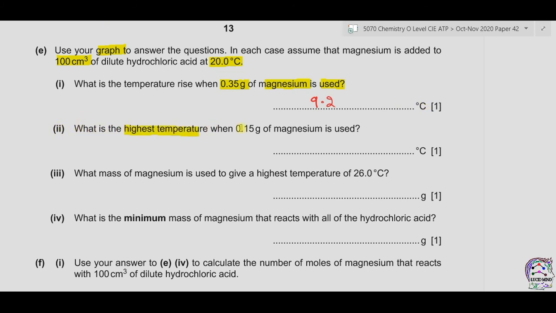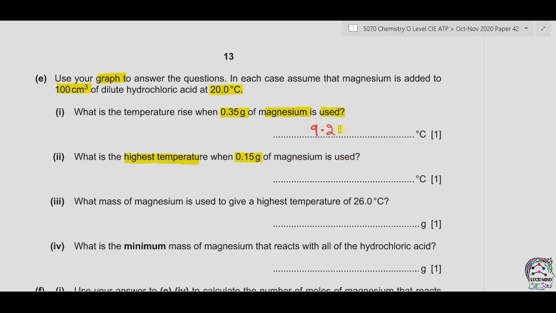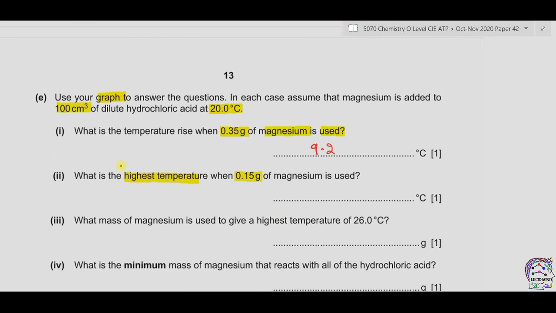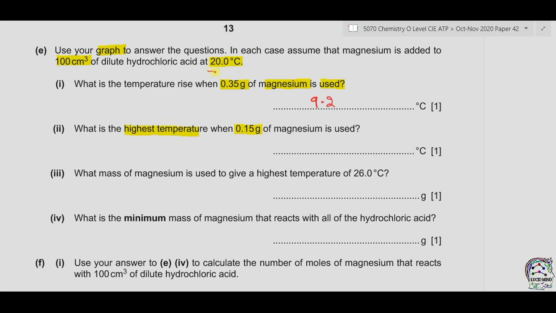Part 2. What is the highest temperature when 0.15 grams of magnesium is used? Again, from the graph we can see this is 0.15 grams. And if we extend this line, it comes in between this. So this is the point obtained, and on the y-axis the value will be 3.9 degrees centigrade rise. As we can see, the initial temperature was 20.0 degrees centigrade, and from the graph we have obtained a value of 3.9. So the highest temperature will be 23.9 degrees centigrade.